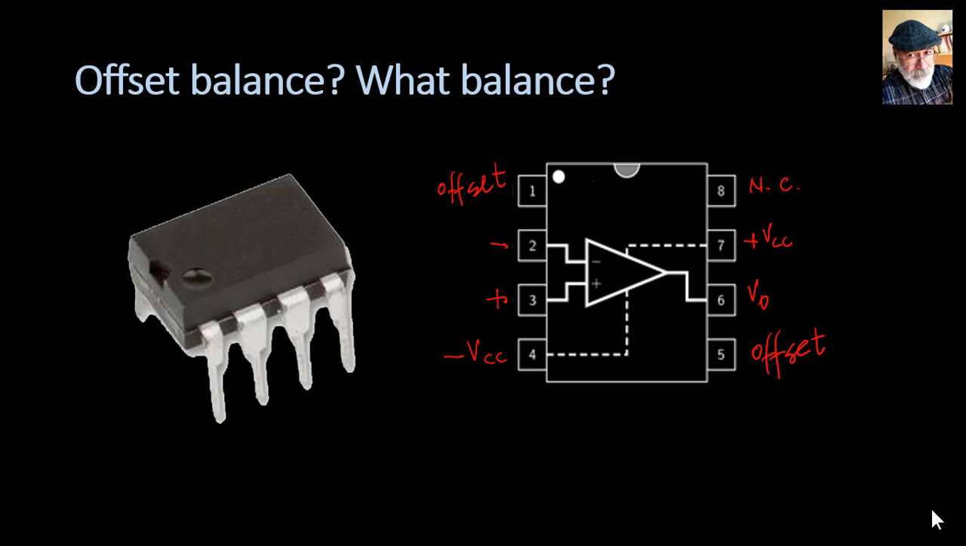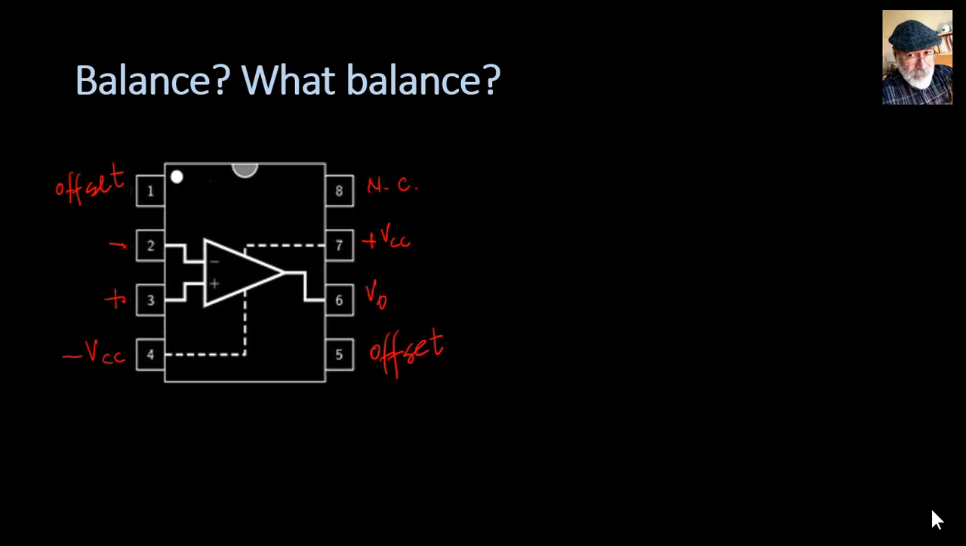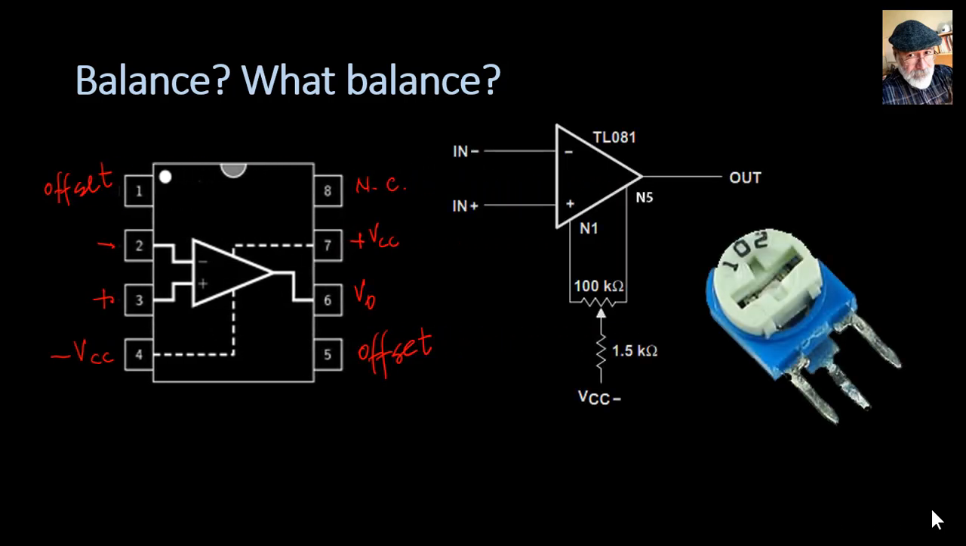It should be 0. And then between pins 1 and 5, we connect a small potentiometer, 100 kilo ohms, like so, and the cursor of the potentiometer through a 1.5 kilo ohm resistor we connect to the negative of the power supply. We slide the cursor, monitoring V0 until V0 is 0. When V0 is 0, we glue in place that potentiometer, we remove the short between 3 and 2, and we use the op-amp. It has been balanced.